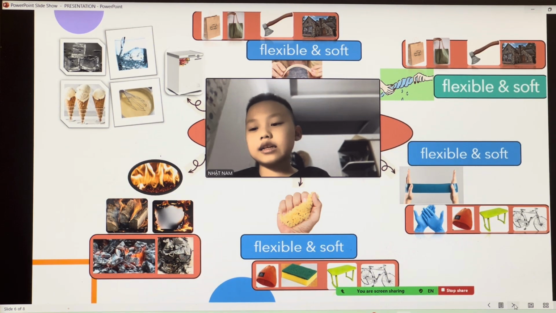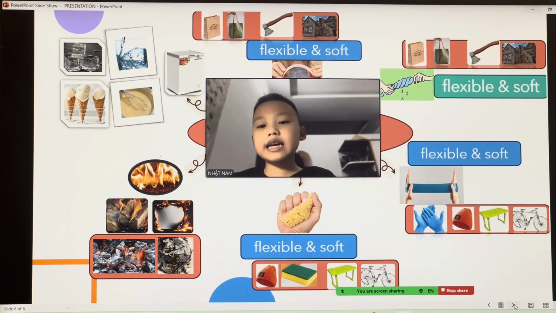Fourth, the fourth way is we can compress some flexible and soft material, for example, the hat and the sponge, because they are made of flexible and soft material. But you cannot compress something, for example, the table and the bag, because they are made of hard and rigid material.